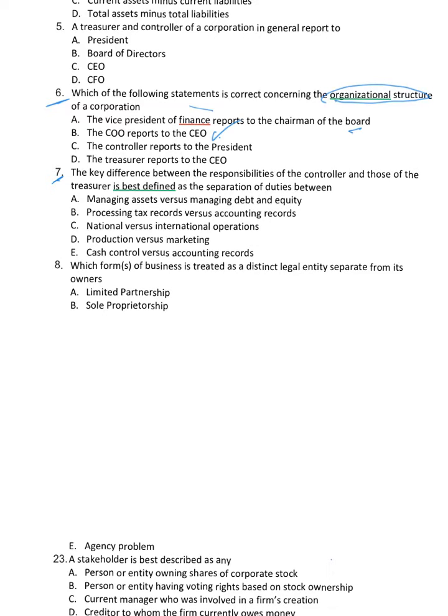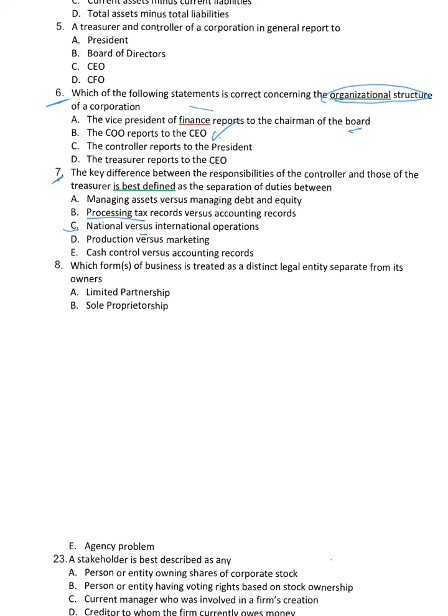Processing tax records versus accounting records. Now remember, if you go back to your book, you will see that the controller is the person who handles accounting functions, which is accounting records. He also accounts for the taxes and manages the taxes, and therefore he is the one who processes the taxes. This is also one of the characteristics of the controller.